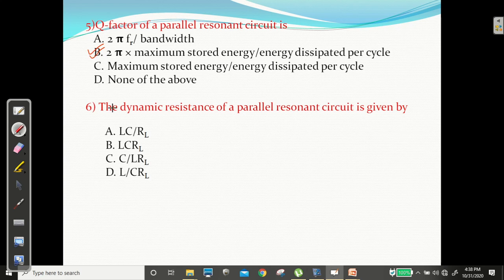Question number 6. The dynamic resistance of the parallel circuit is L by CR. Z dynamic equal to L by C into R. This D is correct. Question number 6, D is correct. Okay.